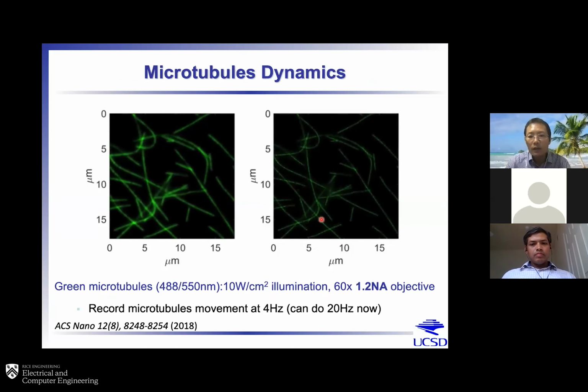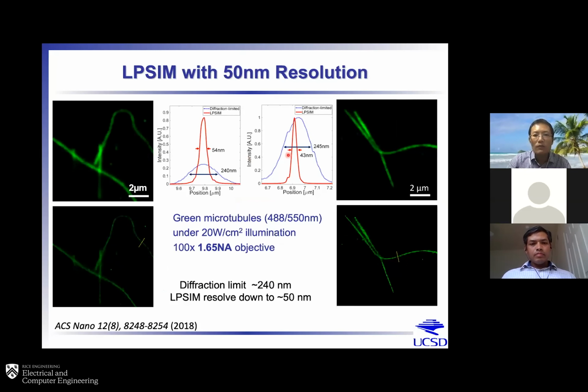Okay, and this example is 4 hertz, but we can do maybe 20 hertz level. Resolution-wise, this one is about 43 nanometers, this is about 54 nanometers, and this is about 50 nanometer level using the conventional objective. Okay, so far as a localized LPC, the best we can do is about 50 nanometers. Okay, and it's a few times better than the diffraction limit.